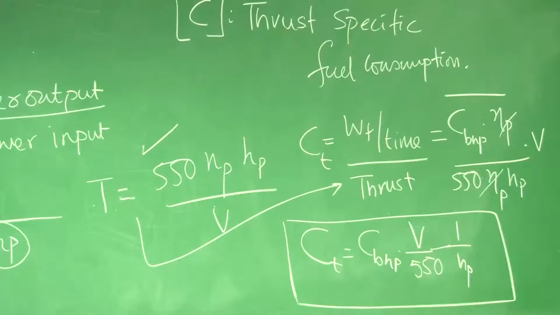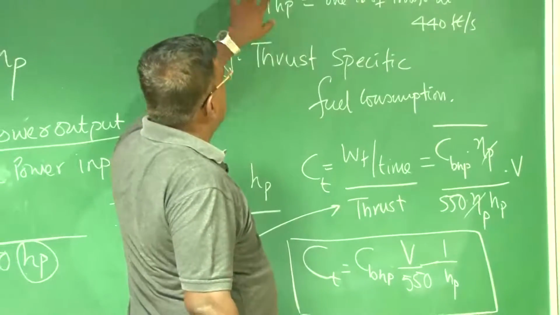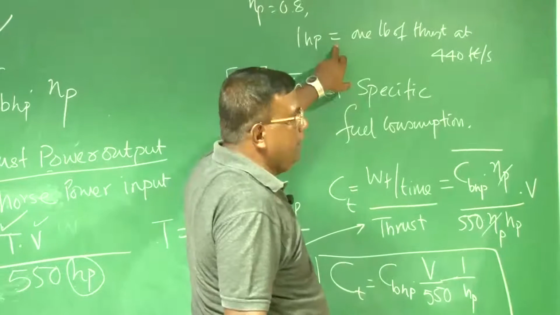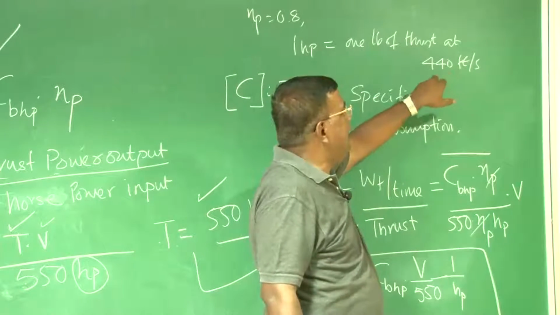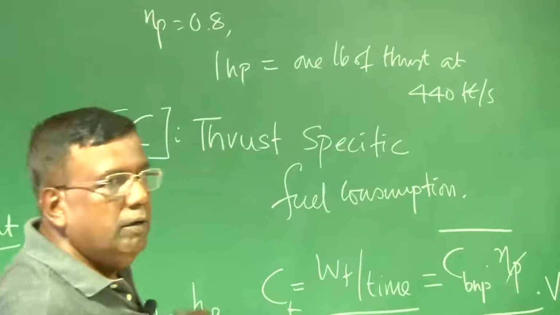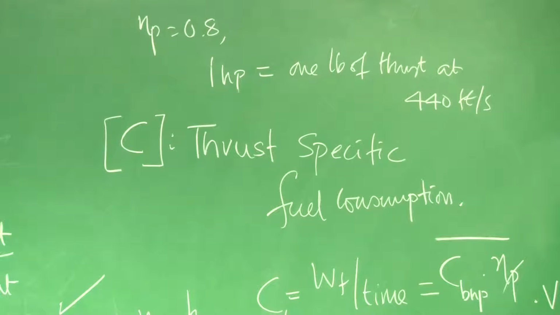And what is that meaning? Again, designers input to us that if NP is 0.8, 1 horsepower you can visualize equivalent to 1 pound of thrust at 450 feet per second. This is extremely important when you are designing an airplane, that you have a feel for the number. 1 horsepower means 1 pound of thrust at speed 450 feet per second.